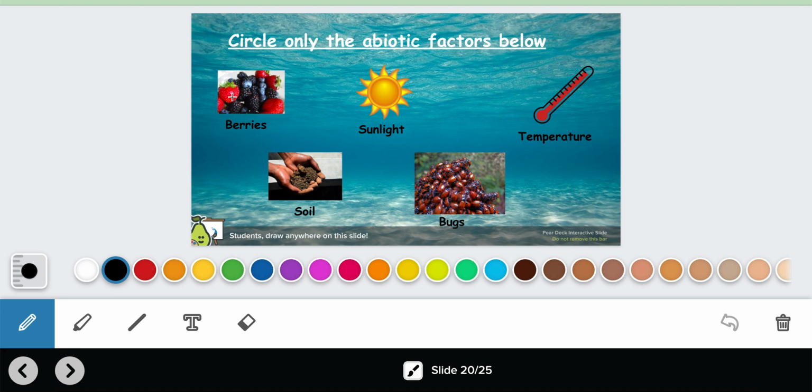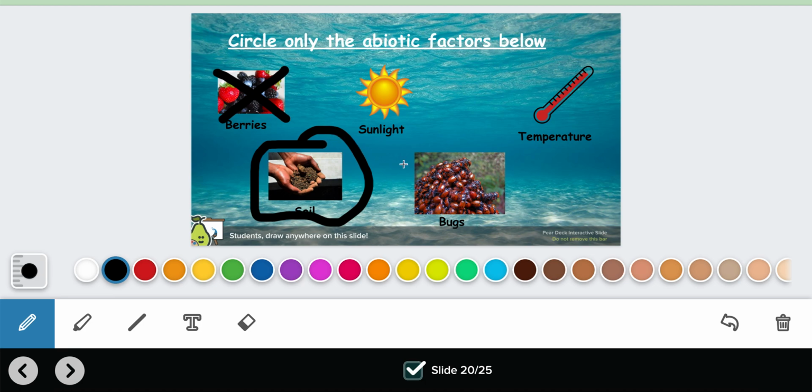Berries are biotic, right? Because they are living things. They're part of a plant. They're used for life processes. So I can't circle that. Soil, we did just talk about that, so that's circled. Bugs, no, they're living things. So they are biotic factors.